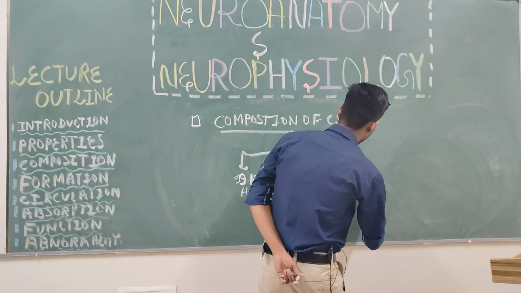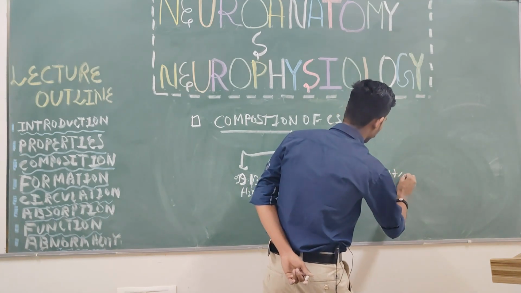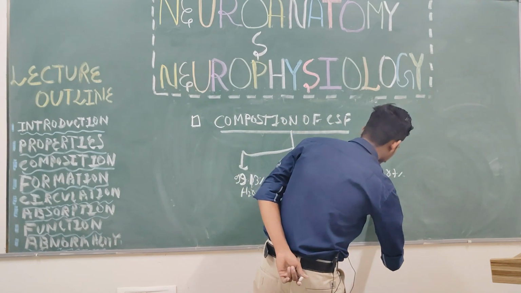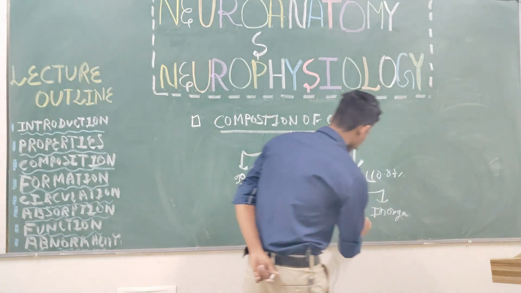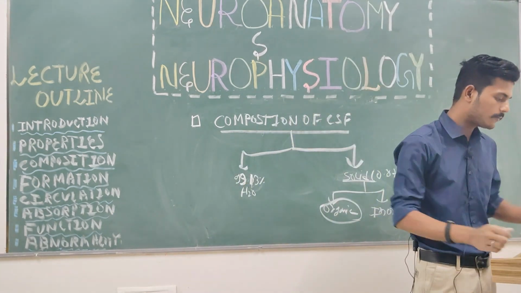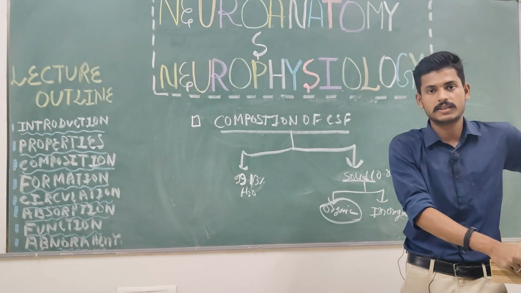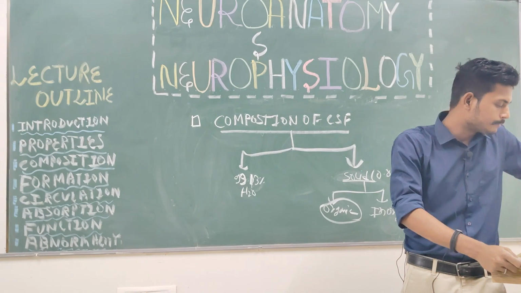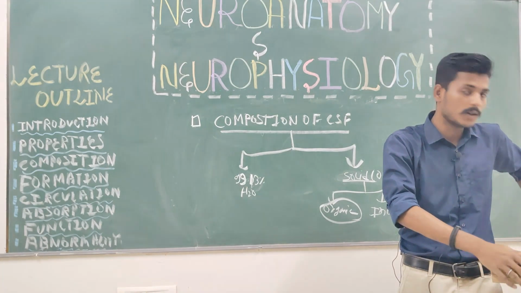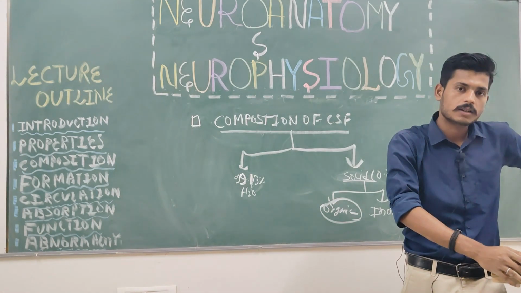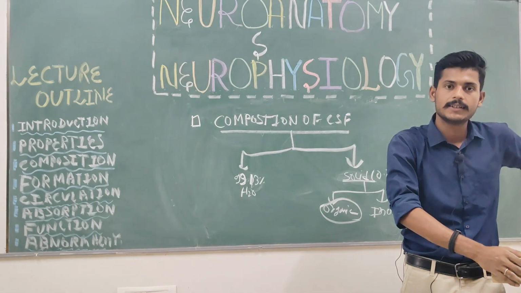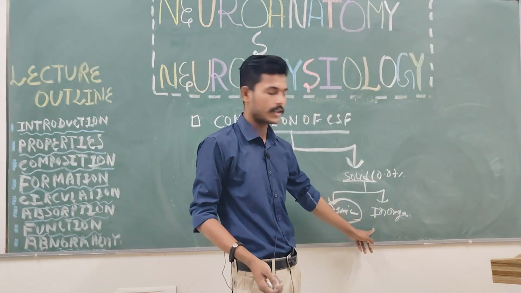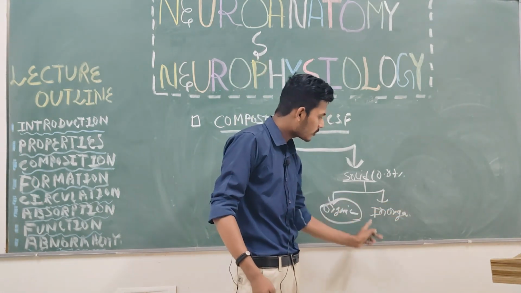Solid how many? 0.87%. Now in this solid there is a presence of an organic part and an inorganic part. Now you write it down. In the organic part there is protein, amino acid, sugar, and some metabolites like urea, uric acid, cholesterol, creatinine, and lactic acid. Whereas the inorganic part contains sodium, calcium, potassium, and chloride ions. These are the parts of the inorganic composition.